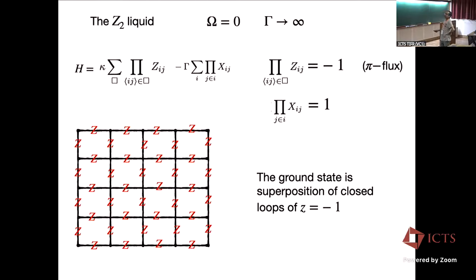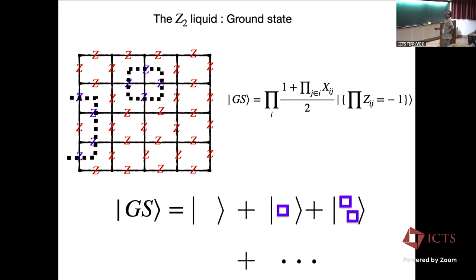Okay, so this is a Z2 spin liquid because the ground state is actually given by a superposition of closed loops where every plaquette has Z equal to -1. And one way to construct the ground state is to think about a reference configuration where every plaquette has Z equal to -1, say every alternate row has Z equal to -1, and then you act a projector like this, which generates loops of flipped spins on top of this background.